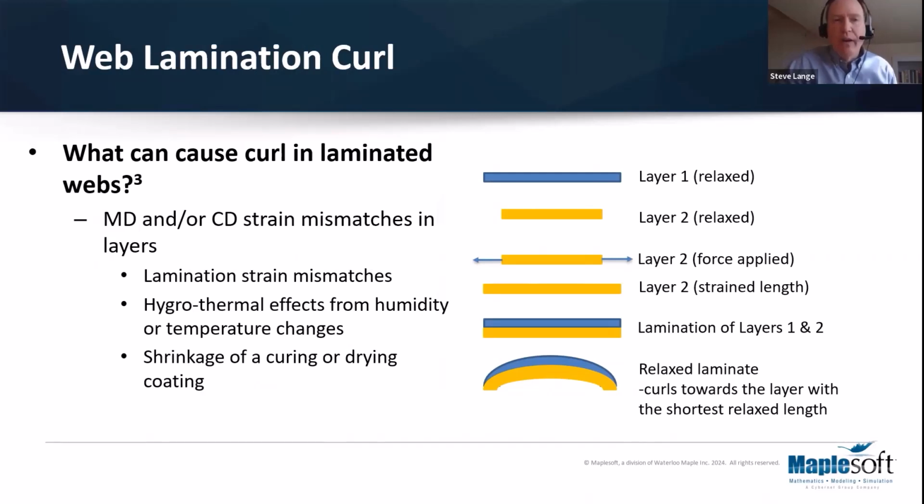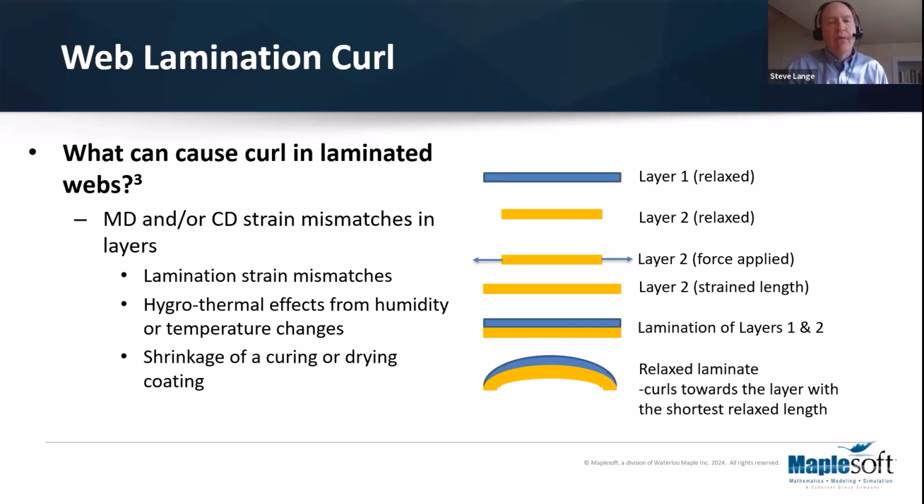Well, anytime you're joining multiple webs together in a lamination, curl and puckers can occur for a variety of reasons. One reason is you join, in this example, a couple of layers together where they're basically starting at different lengths, so they have different strains when you stretch the short one to the same length as the long layer. And when you let go of those, if they're joined together, it will curl towards the shorter side.